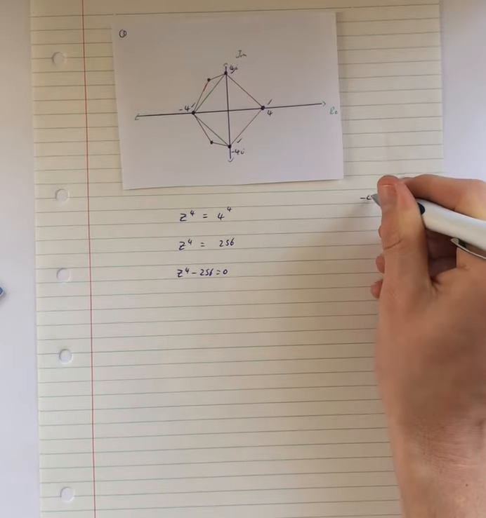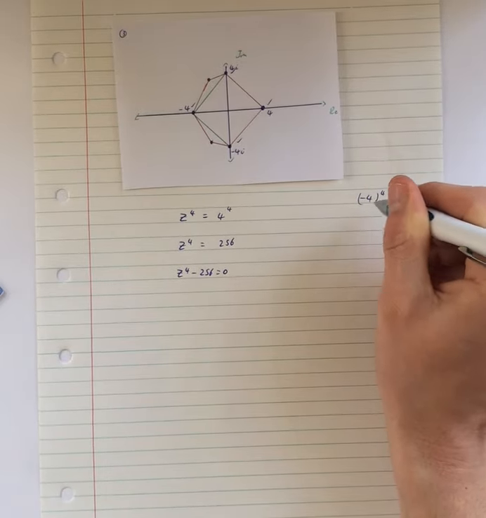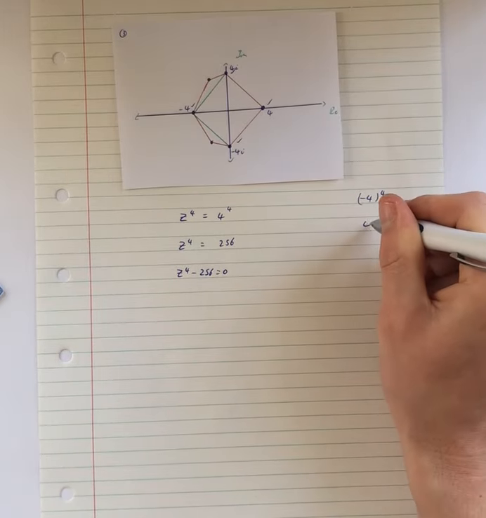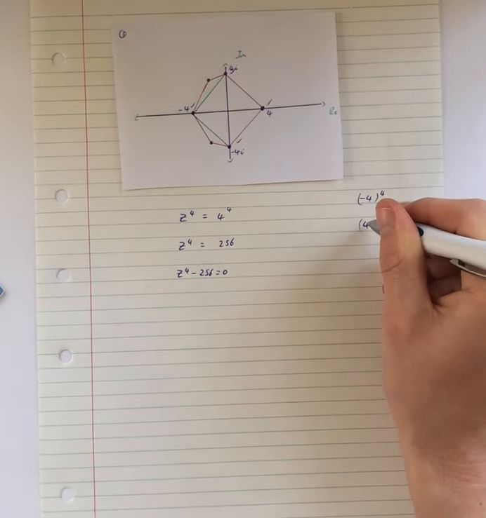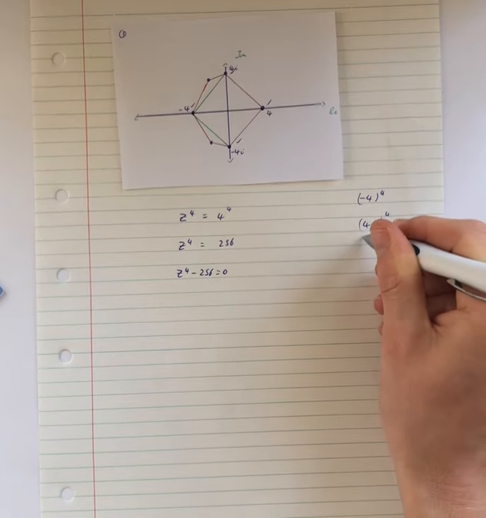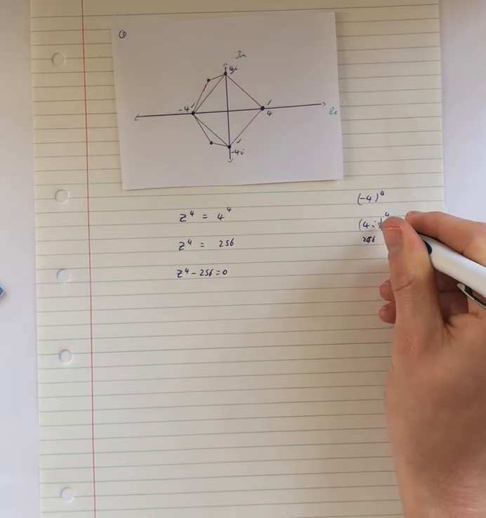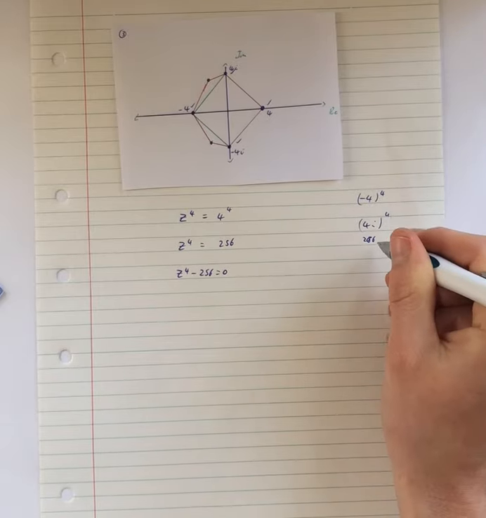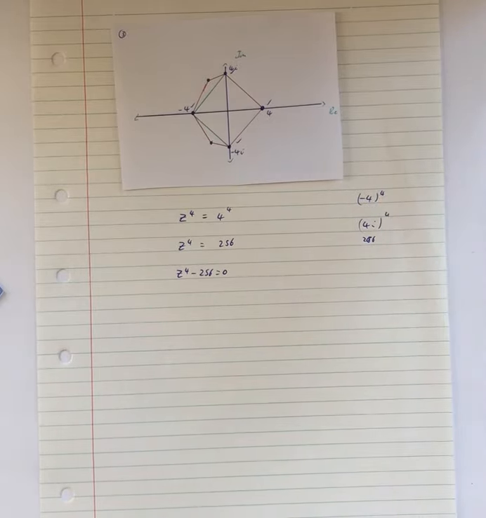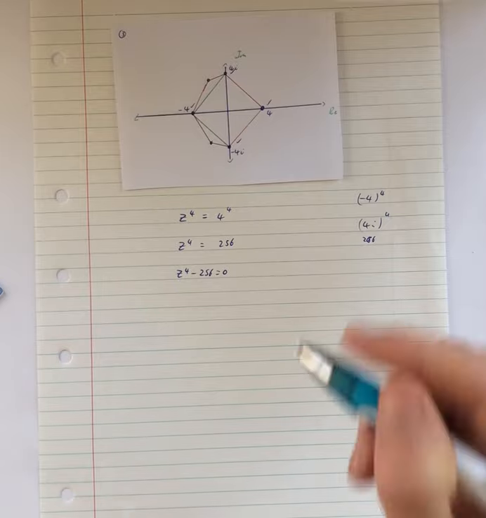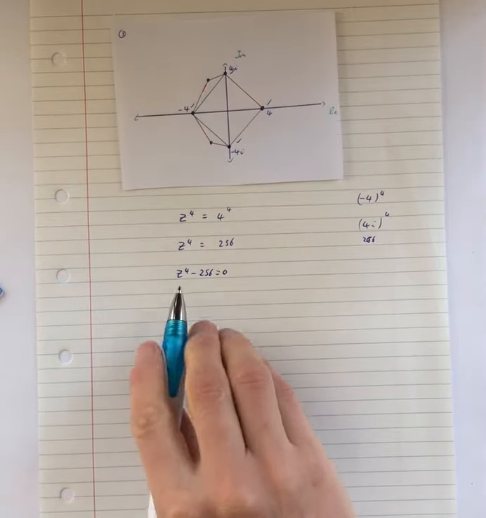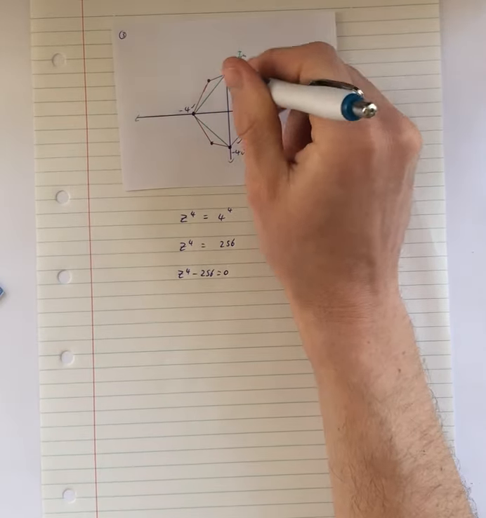Now, if we went negative 4 to the 4, even power would give you 256. If we started with 4i, well, 4 to the 4 is 256, and i to the 4, as you saw on that previous bit of paper, would take you all the way back to 1. And it's very similar for negative 4i. So it actually doesn't matter which one we start with, as long as we start with a vertex. So there's 4 of our solutions.